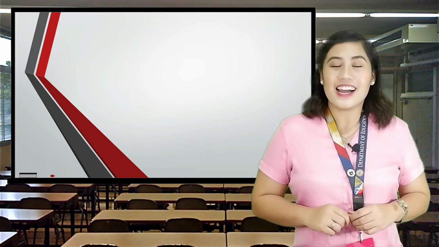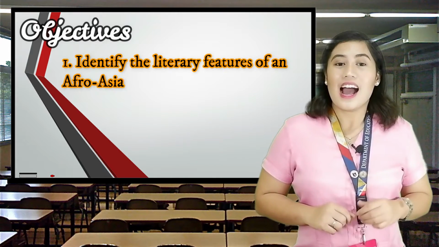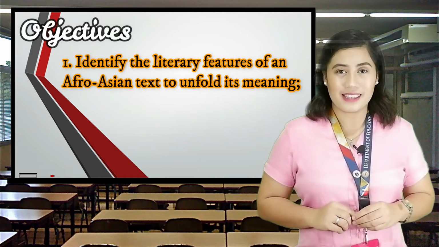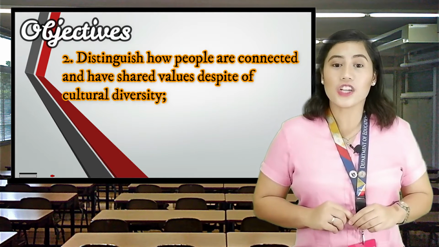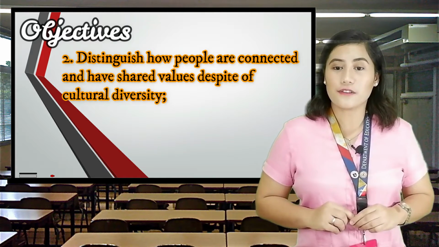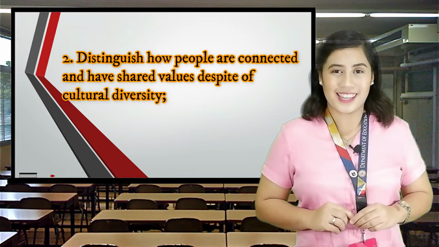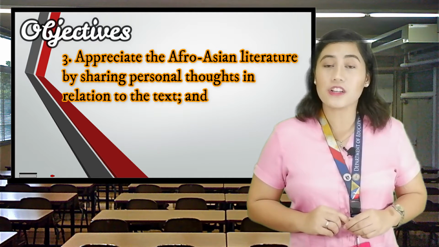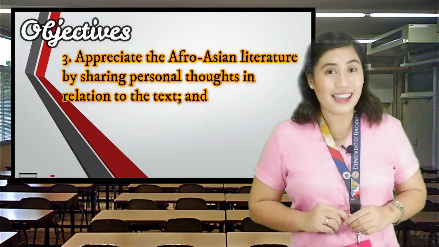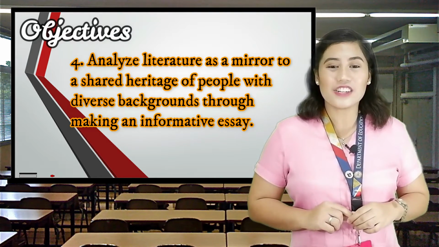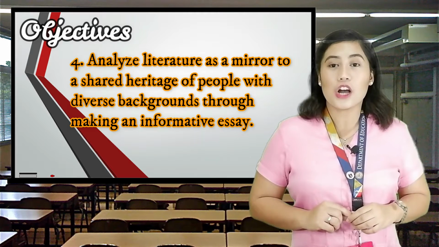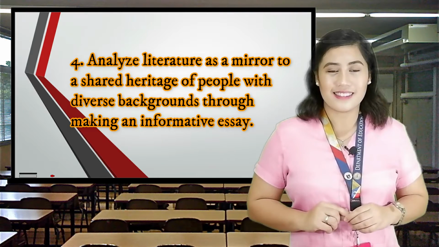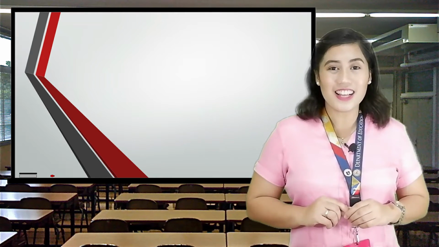In today's lesson, our objectives are: Number 1, identify the literary features of an Afro-Asian text to unfold its meaning. Number 2, distinguish how people are connected and have shared values despite cultural diversity. 3, appreciate the Afro-Asian literature by sharing personal thoughts in relation to the text. And 4, analyze literature as a mirror to a shared heritage of people with diverse backgrounds through making an informative essay. Before we start, let's test your knowledge.